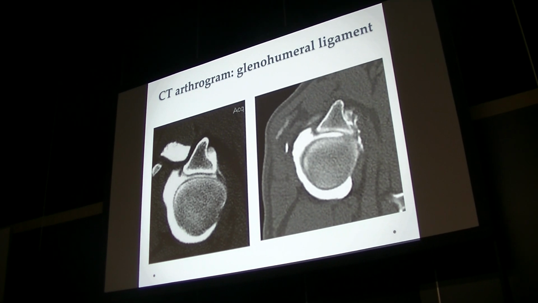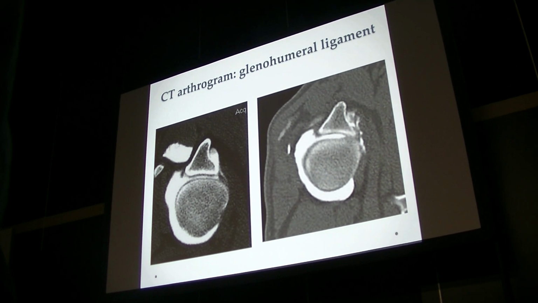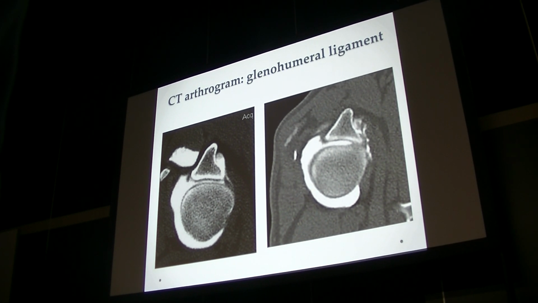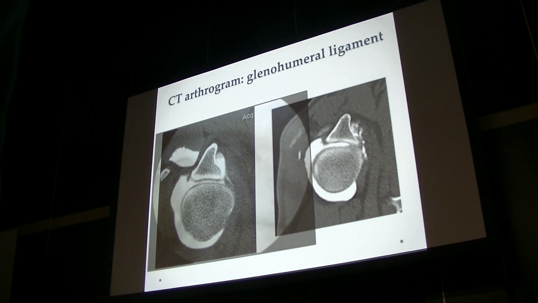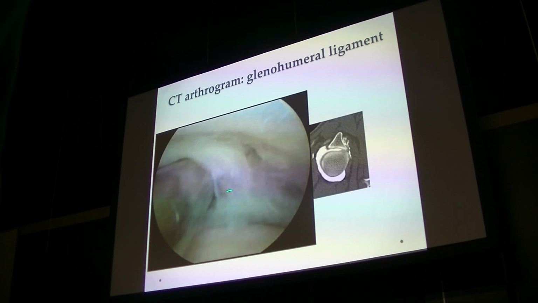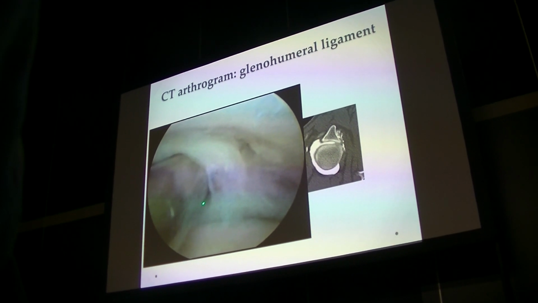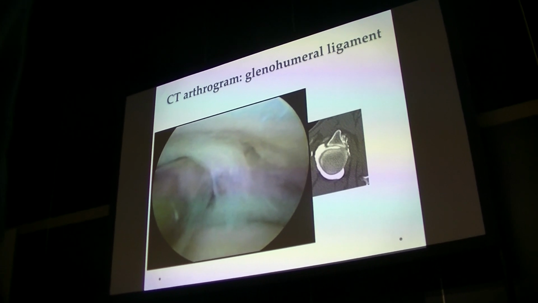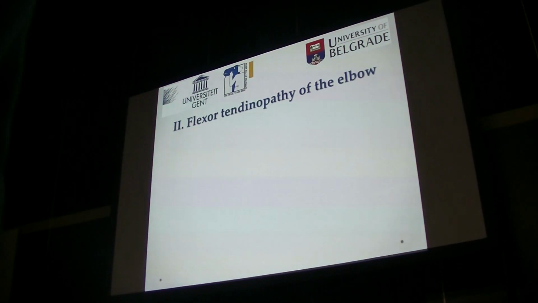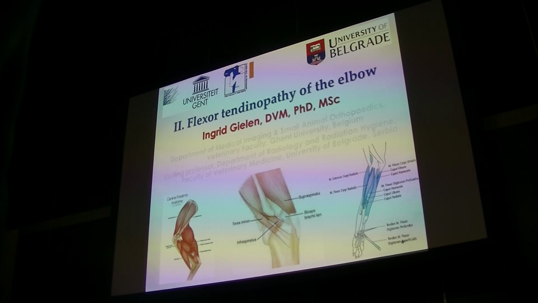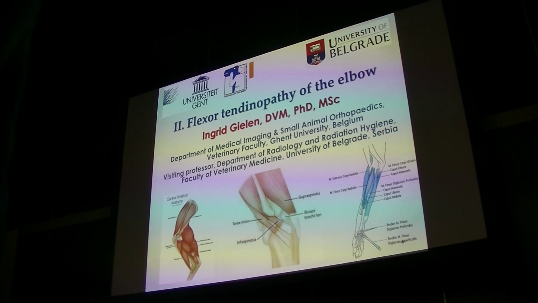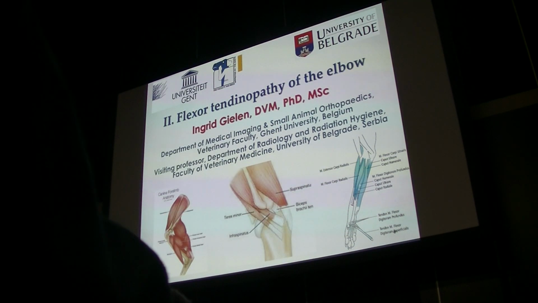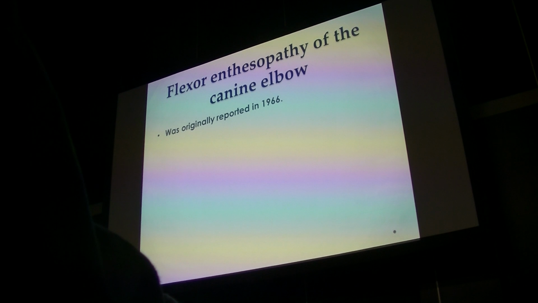So it's interesting that even those small structures we can visualize, or at least evaluate the delineation of, on CT and on MR. And this is the same case, the fibers and irregular villi that were present at the level of the glenohumeral ligament on arthroscopy. Okay, the next part, and we have been talking about flexor tendinopathy already, is about the flexor.